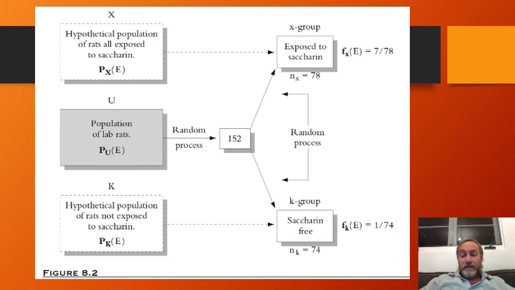And now we've got our relative frequencies. The frequency of the effect in the X group is 7 out of 78, and in the control group, 1 out of 74. Again, this is the first generation of rats.